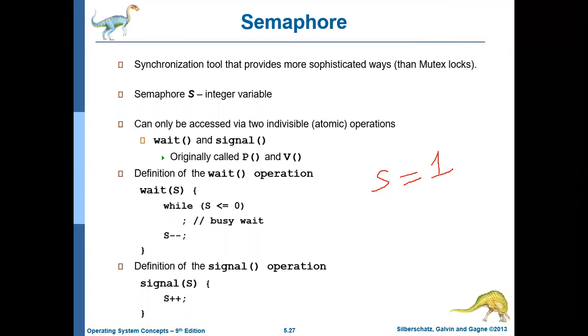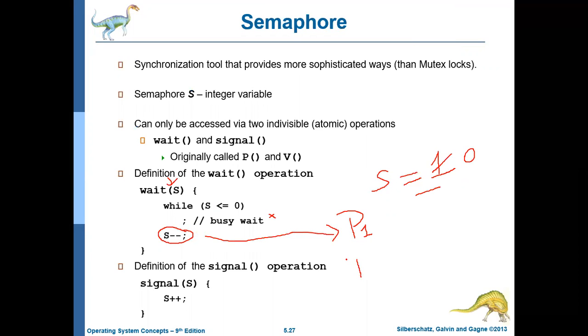Now say a particular process P1 wants this particular resource. It can be any resource, it may be a printer or a joystick or any resource. So this process comes and checks whether the resource is available or not. It calls wait of S: while S is less than or equal to 0. S is not less than or equal to 0, so it won't get into busy wait. Rather, it will decrement S. So now S is no more 1, S becomes 0. After decrementing S, this process will enter into the critical section, that is, it will start using the resource.